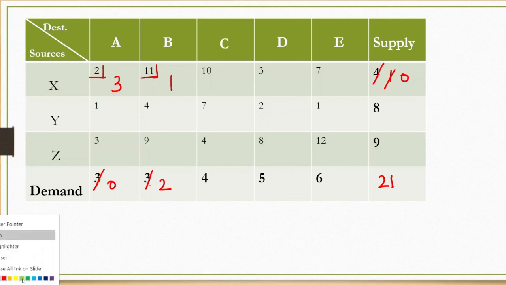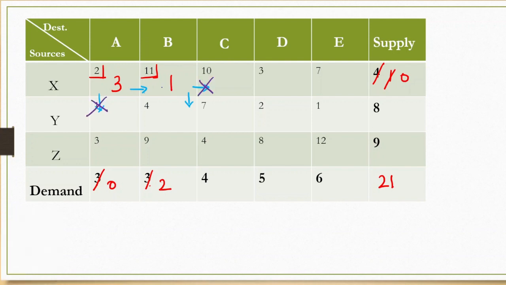Now remember that we can't go here. Let me just mark it with a different color pen. I can't go here because for source X the supply is 0, so I have to go down. I can't move further in that particular row. Now moving ahead in the next one, this would be the minimum of 2 and 8. The minimum is 2, and this would become 0 again, and 8 minus 2 is 6.